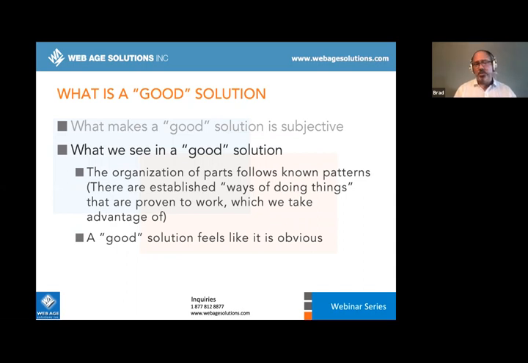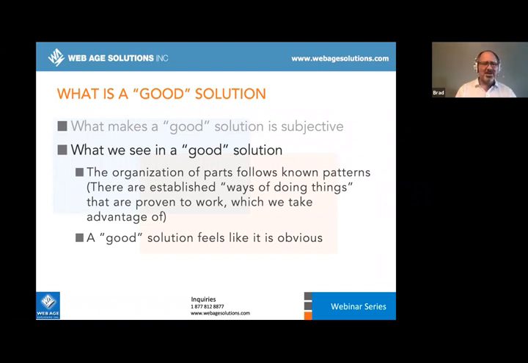And almost lastly, it's not just the connections between the parts, but the organization of the parts, the way that they're put together, that follows known patterns. There are established ways of doing things, and the application takes advantage of that.